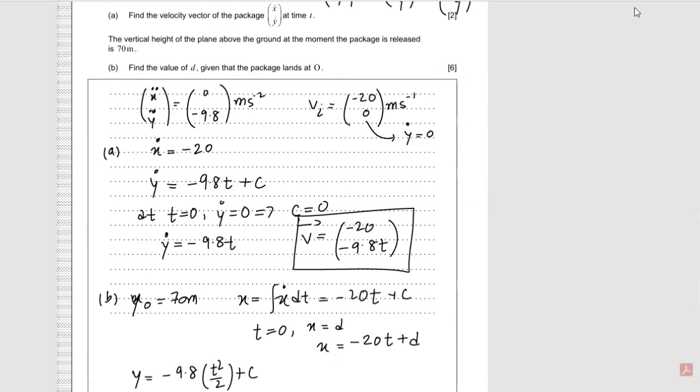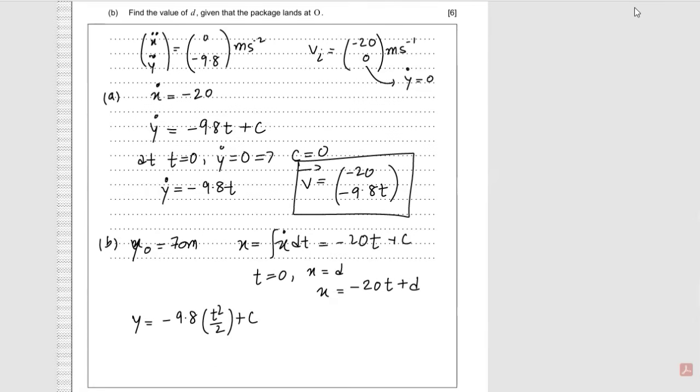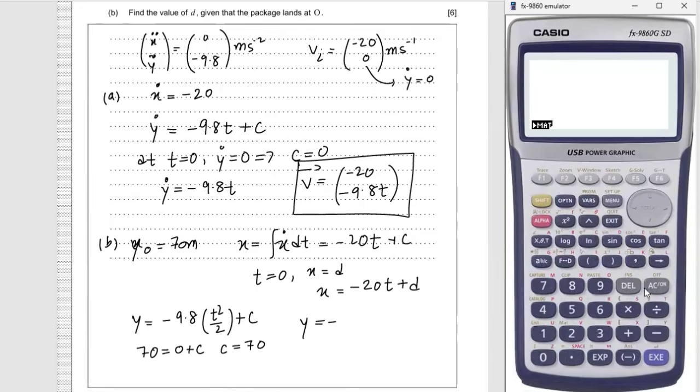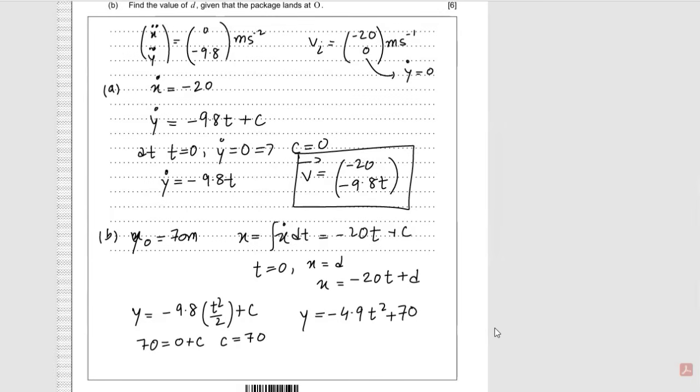You can check that the vertical height of the plane above the ground at the moment the package is released is 70 meters. So we know that y naught is 70. If we put 70 and 0 over here, c becomes 70. So y is going to be negative 9.8 divided by 2, which is 4.9 t squared, plus 70. So I've got my displacement vector, which will look like minus 20t plus d and minus 4.9 t squared plus 70. This is the displacement vector.